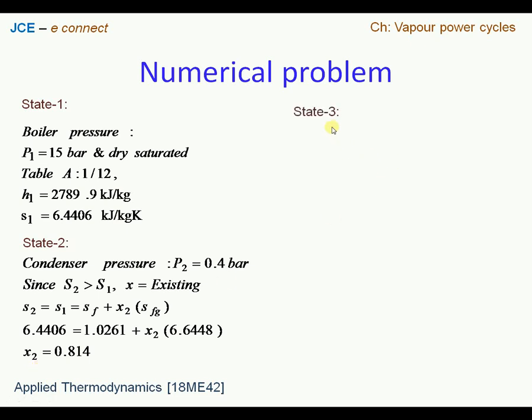Now moving to state point number 3. We know that state point number 3 is at the saturated liquid point on the TS plot. Therefore H3 is equal to the HF value at condenser pressure, that is 0.4 bar. From the data table at 0.4 bar we get it as 317.7 kilojoule per kg. This is about state point number 3. Similarly, when we want to work out the H4 value, there the pump work comes in.